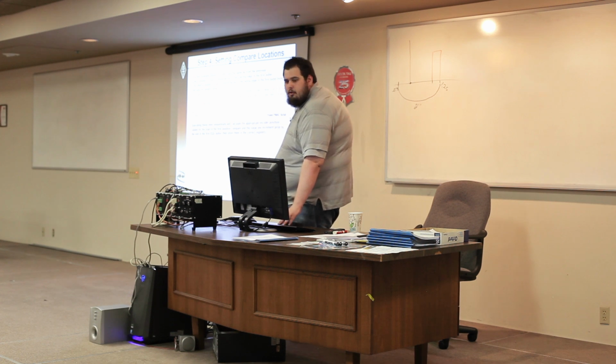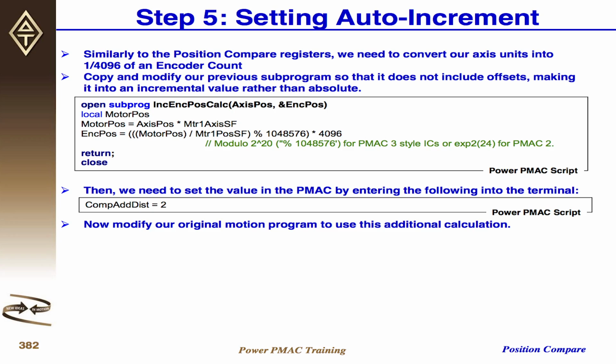Now, the next thing we need to do is we need to actually set up our Comp add. Now, the Comp add calculation on the surface is the exact same as the Comp A and Comp B calculations. But if you actually look at it carefully, there is a slight difference, which is our Comp add is going to be an incremental number. That means while all the scale factors are the same, we don't want the home offset included, we don't want the axis offset included, we don't want any of the offsets, we just want the scale factors.